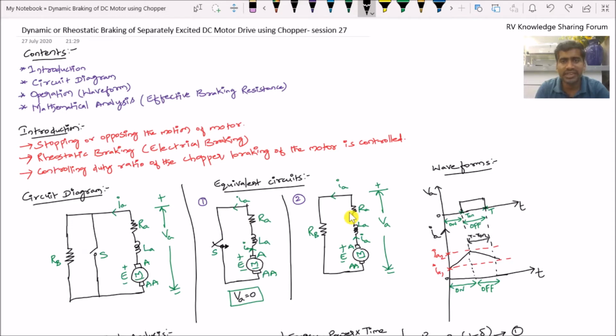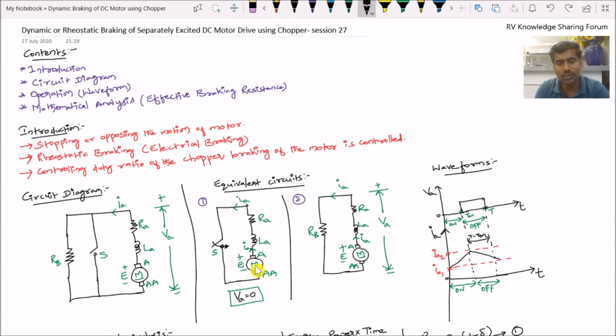So let's discuss the braking operation using this circuit diagram through these equivalent circuits and this waveform. In the first mode of operation, the switch S will be closed. So please refer to circuit 1. When the switch S is closed, the current IA flows through the armature inductance, the armature resistance of the motor, and through the switch to the armature terminals. Here the mechanical load connected to the motor will supply mechanical input energy. That mechanical input energy will be converted to electrical output.